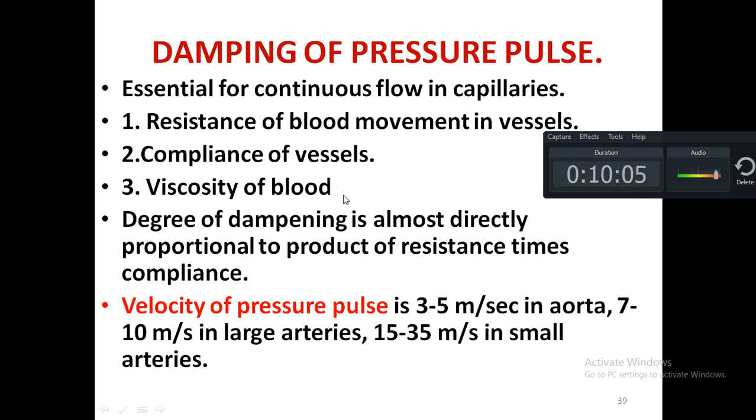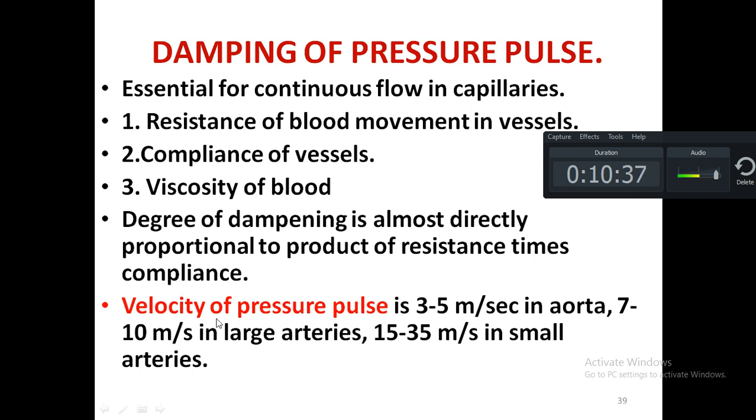Third is the viscosity of blood. As I told you, blood has about 3 times the viscosity of water. So this resistance to flow of blood in the arterial system will again cause damping of the pressure pulse. So this damping of the pressure pulse is directly proportional to the product of resistance multiplied by the compliance.